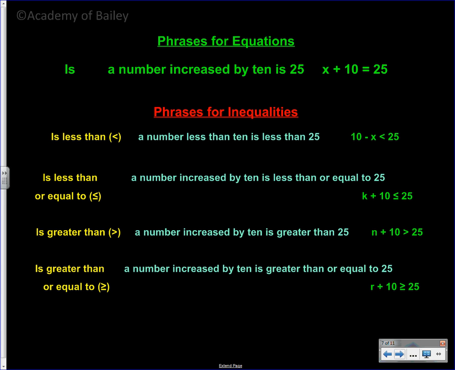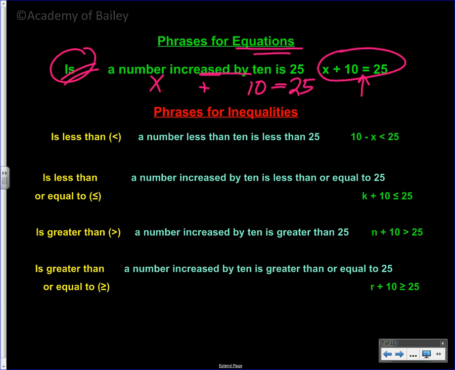Phrases for equations. Equations means we have an equal sign, and you can see we have an equal sign. The phrase for an equation is. Okay? So if we have a number increased by 10 is 25. Well, a number, x, increased by means plus 10. Is, remember, is means equals, so you'll put an equal sign right below is and then 25. And you see how it matches? So anytime you see is all by itself, as opposed to is with less than, then you have an equal sign.